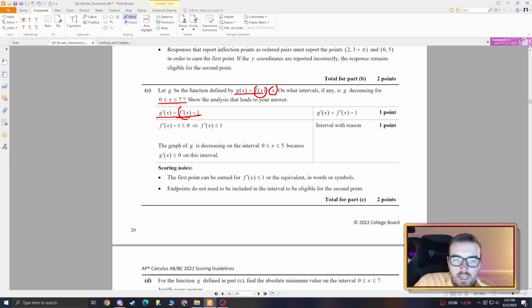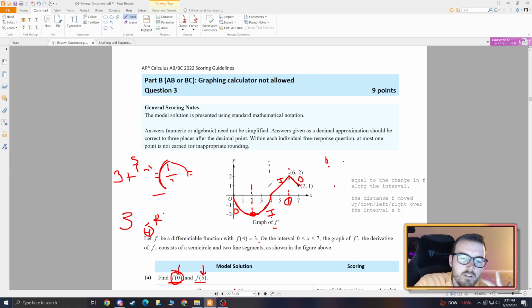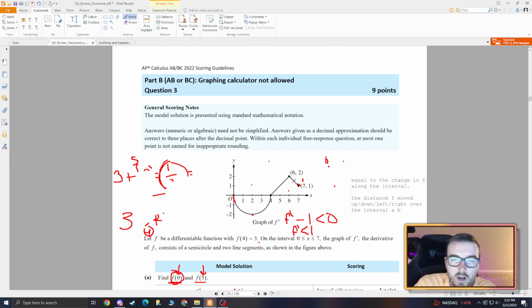Well, interesting. F prime is the graph that they've given us. They gave us f prime. That's what this graph is. So we want to know when is f prime minus 1 less than 0? In other words, when is f prime less than 1? Here's the graph of f prime right in front of you. So when is the graph less than 1?